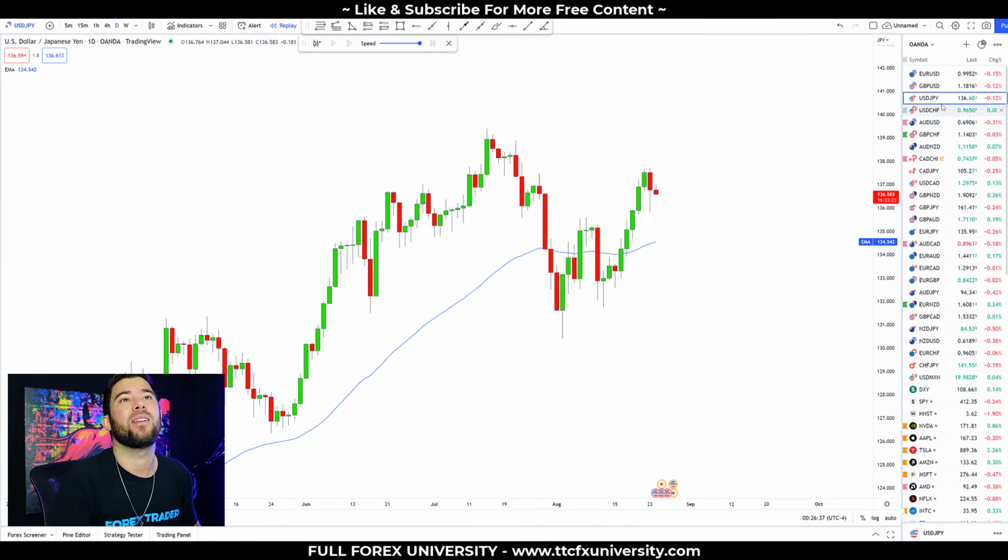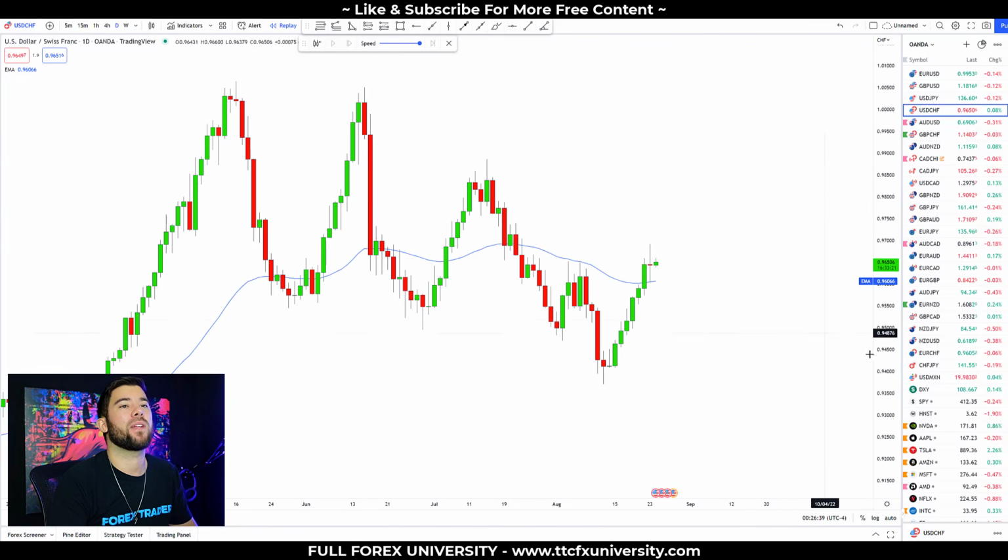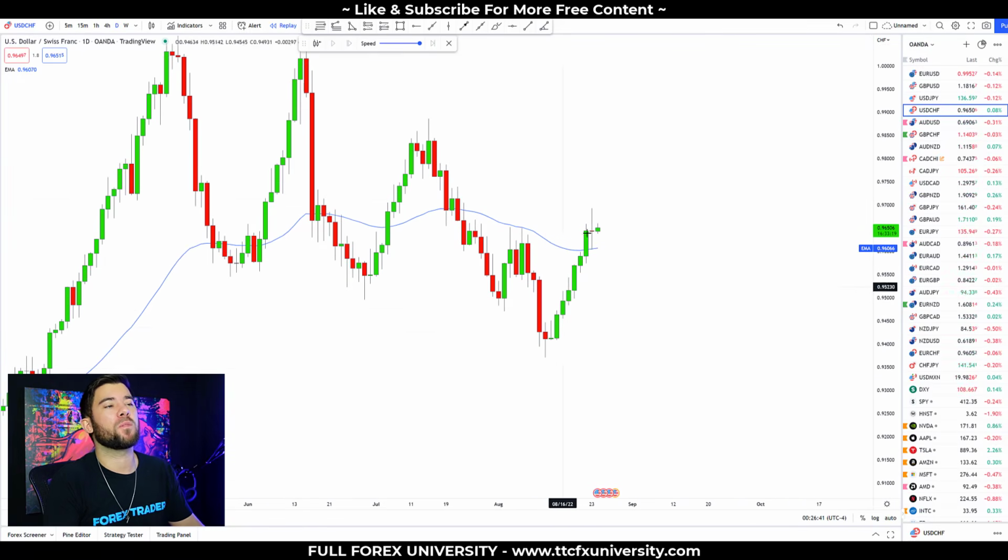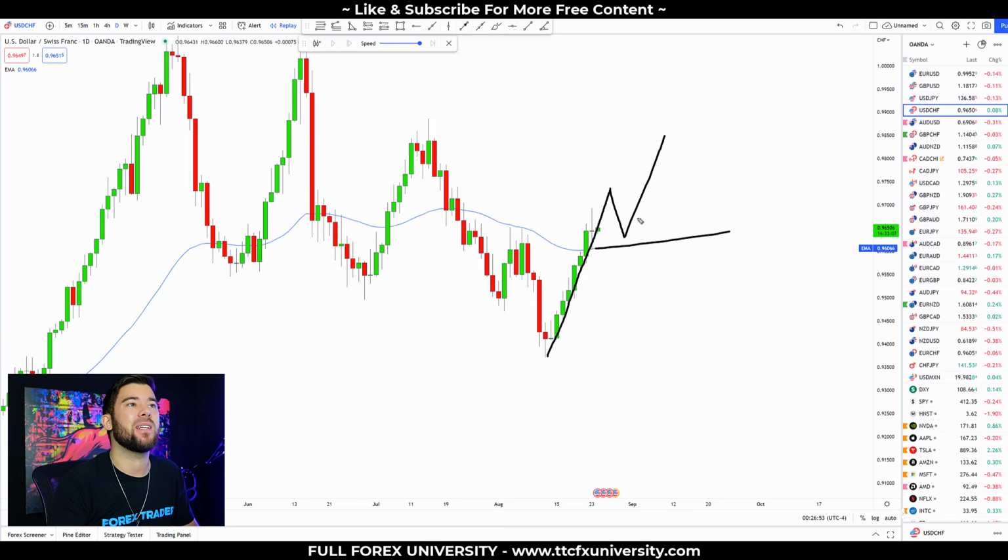Next up, the dollar Swiss. Here on the dollar Swiss, what have we just done? We've just broken above the 50 EMA. Now this says that bulls are pushing prices higher, but bulls need to push prices higher. We need to see some relief while above the 50 EMA, and I'm going to need to see a break above this high. At that point, I can start looking for possible long trades in that zone.